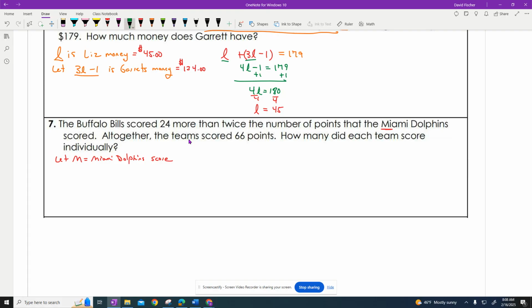And now let's write an equation or expression for the Buffalo Bills. They scored 24 more than twice the Miami Dolphins. I don't know the Miami Dolphins score, but twice the Miami Dolphins would be 2M. And 24 more than that would be plus 24. Oops, plus 24 would be the Buffalo Bills. Let 2M plus 24 be the Buffalo Bills score.